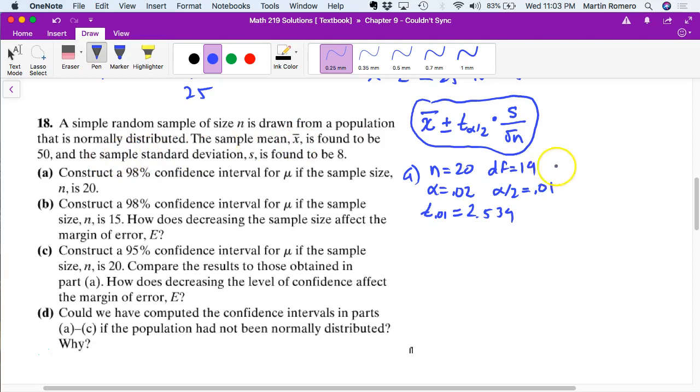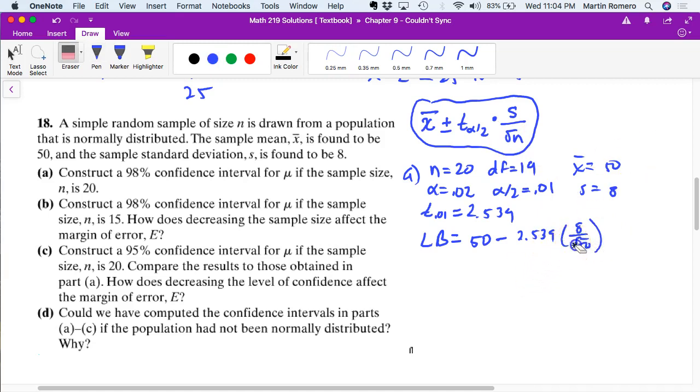So here we have all the values we need. X bar is 50, S is equal to 8. So the lower bound for A is going to be 50 minus 2.539 times 8 all over square root of N. No, not 50. What is my N?